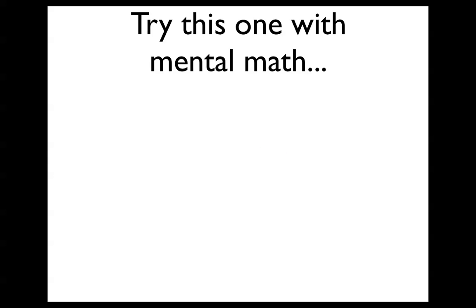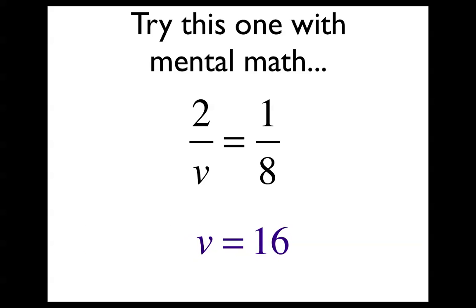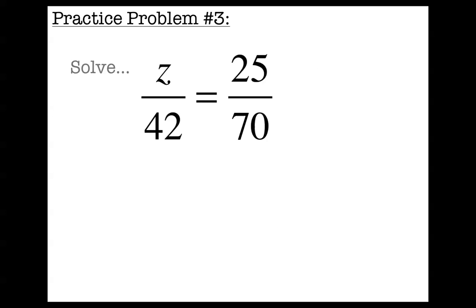Try this one with mental math. I bet you could do this in your head. If you have 2 over v equals 1 over 8, what must v equal? I'll give you a second. Well, 1 times v equals 2 times 8, and 2 times 8 is 16, and 1 times v is v, so v equals 16. 16 must be the number that we plug in for v. Alright, here you go. Solve this proportion. Oh, big numbers. Use a calculator.